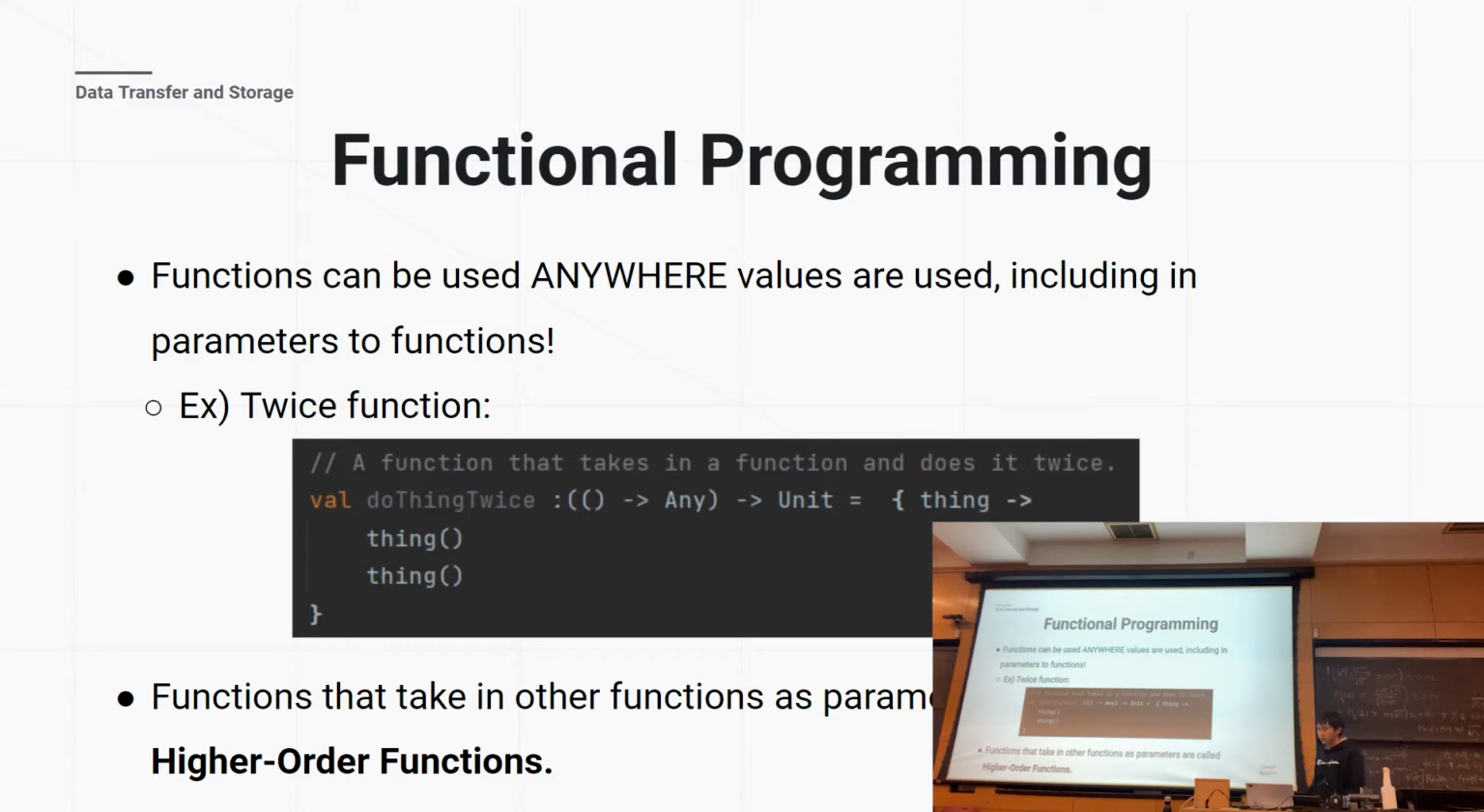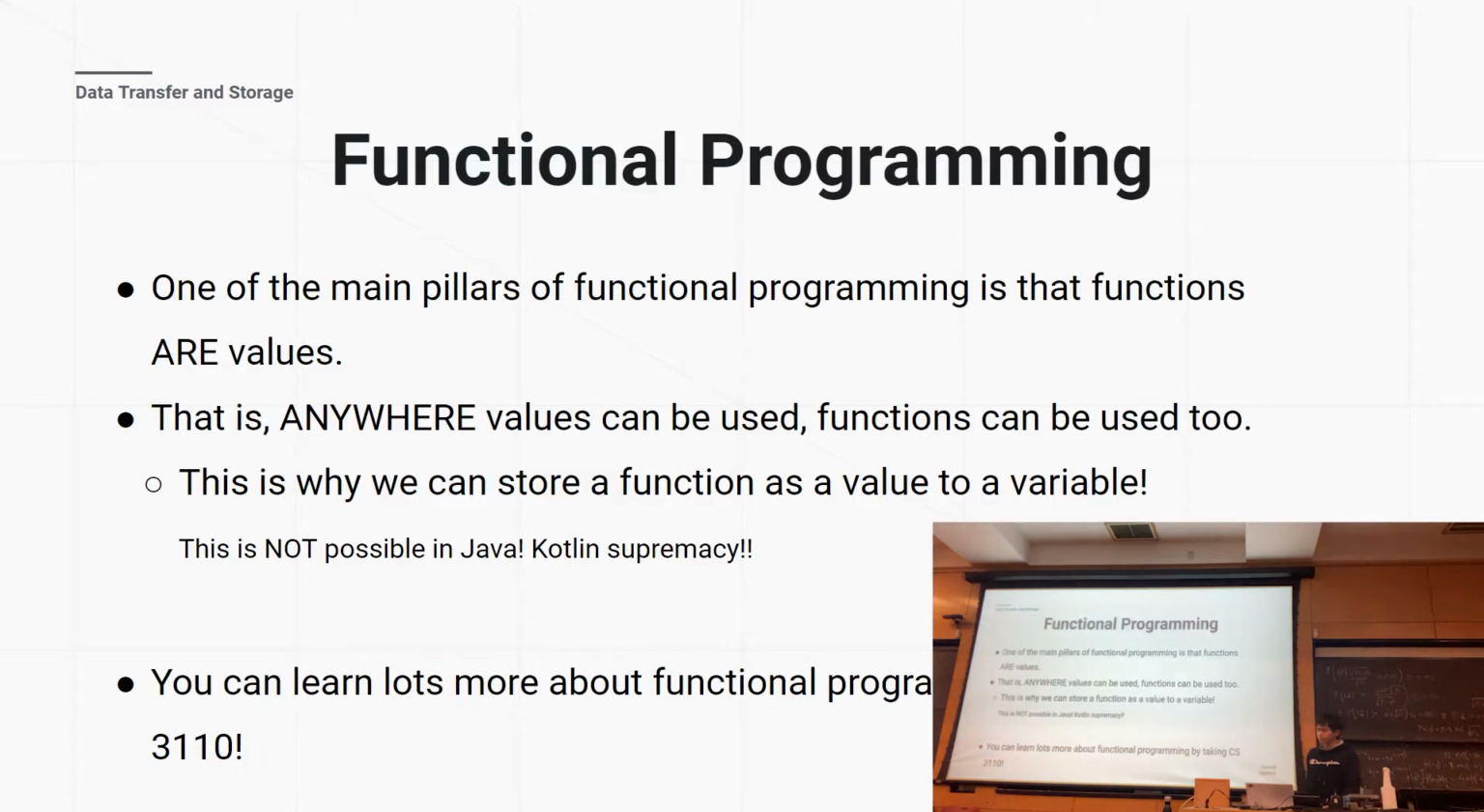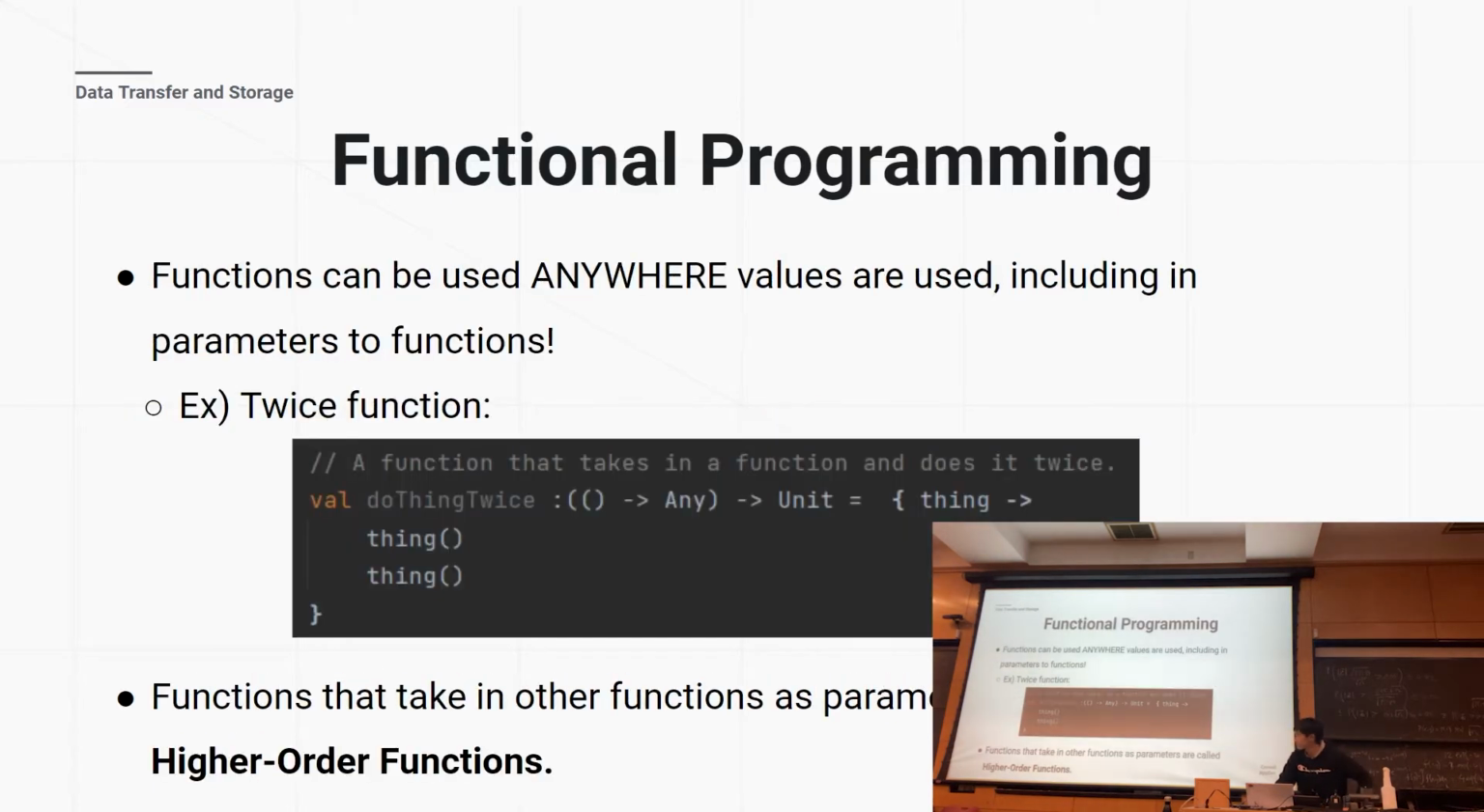So here I have an example of one way you can do that. I have a function here that, as you can see, as one of its parameters, takes in a function. This is a notation to say that the function must take in no parameters and can return anything, including nothing, and the function itself would return nothing. So you take in the function here, and then you execute it twice. This function is aptly named do thing twice. And all these functions that take in other functions are called higher order functions.